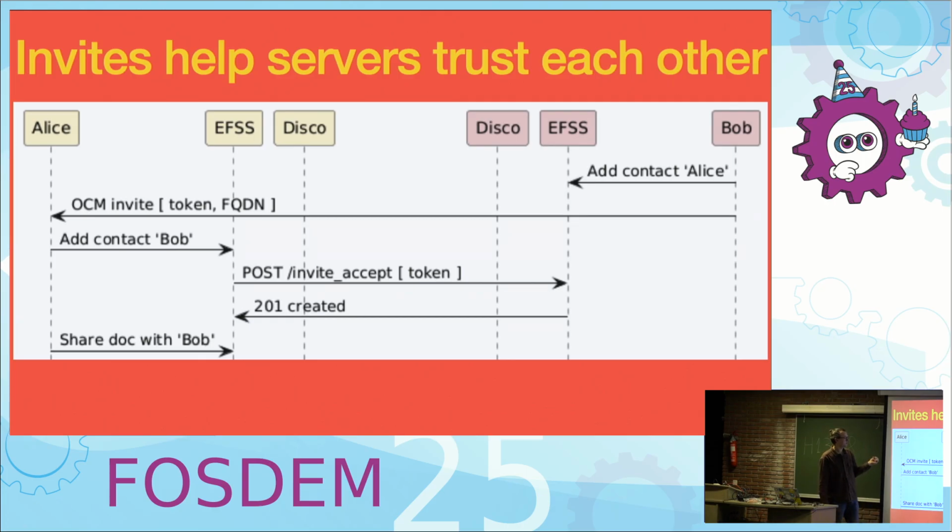The invites help the servers trust each other. So then Alice's server makes a backend call, post invite accept with the token, to Bob's server, and Bob's server checks the token and says, oh yeah, this is something that Bob sent, so now I know that this server is trusted by a human who's trusted by one of my users. And this server then gets a response with some data about Bob, saying, yeah, this is my identifier for Bob, and this is his first and last name, for instance. And then Alice and Bob can have each other in their address book, and that's nice for the servers, but also for Alice and Bob themselves.